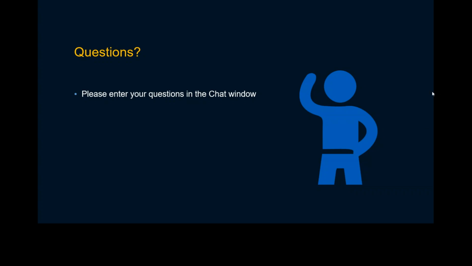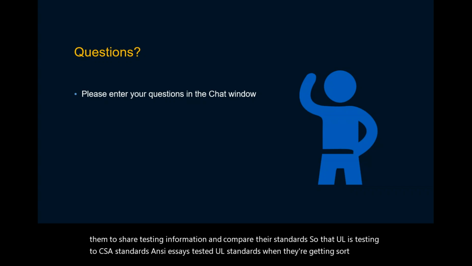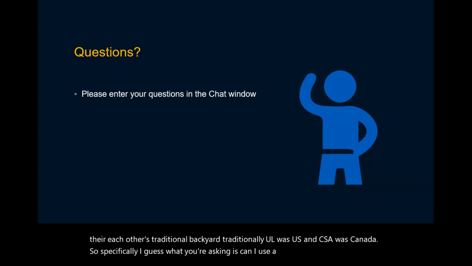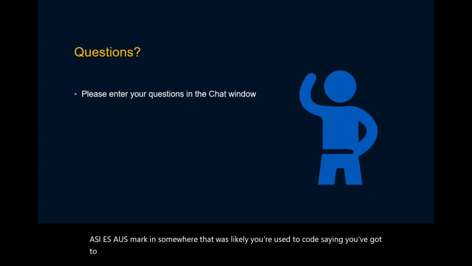Sure. So CSA and UL have essentially signed agreements with each other that allow them to share testing information and compare their standards so that UL is testing to CSA standards and CSA is testing to UL standards when they're getting into each other's traditional backyard. Traditionally UL was US and CSA was Canada. So specifically, I guess what you're asking is can I use a product with a CSA US mark somewhere that most likely you're used to code saying you've got to use something with a UL mark?